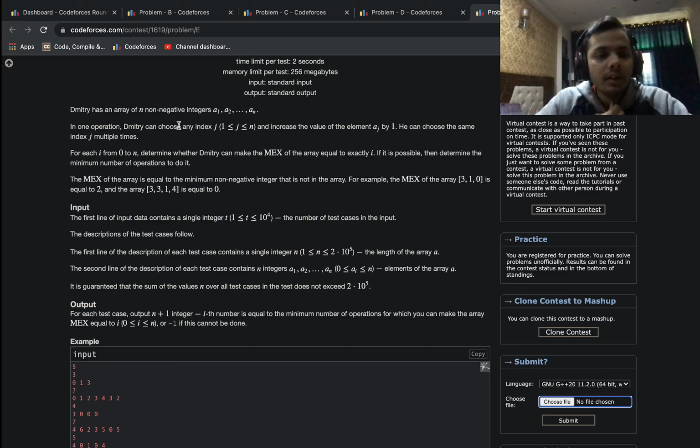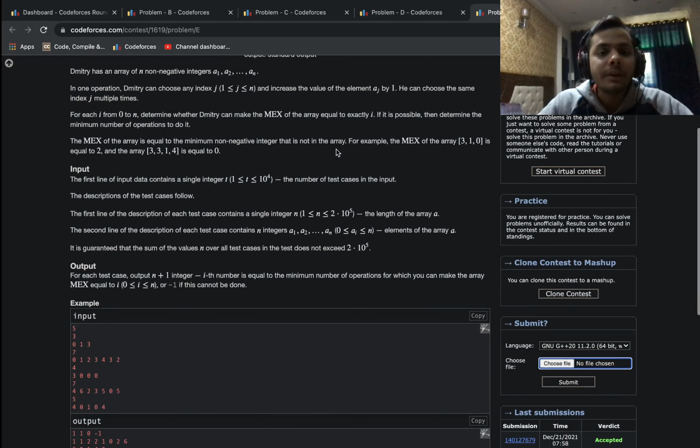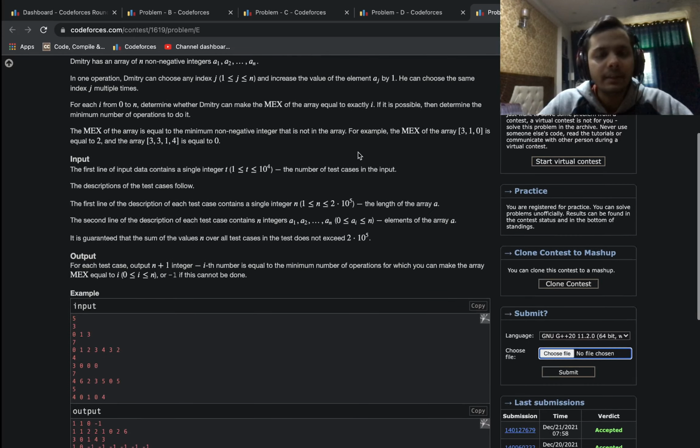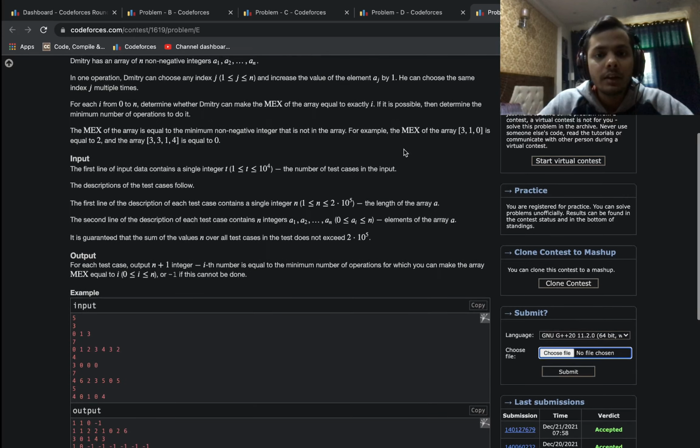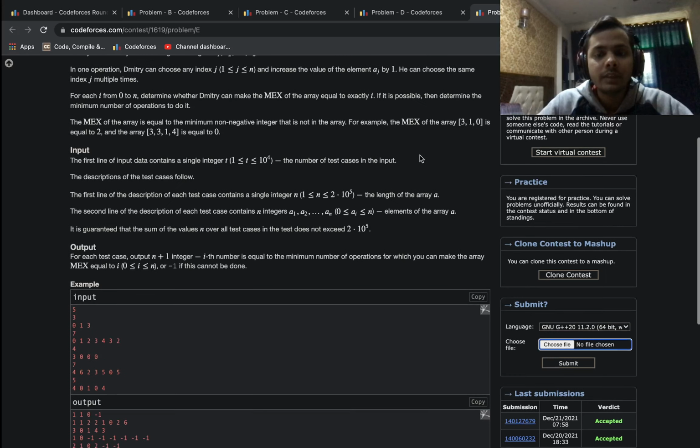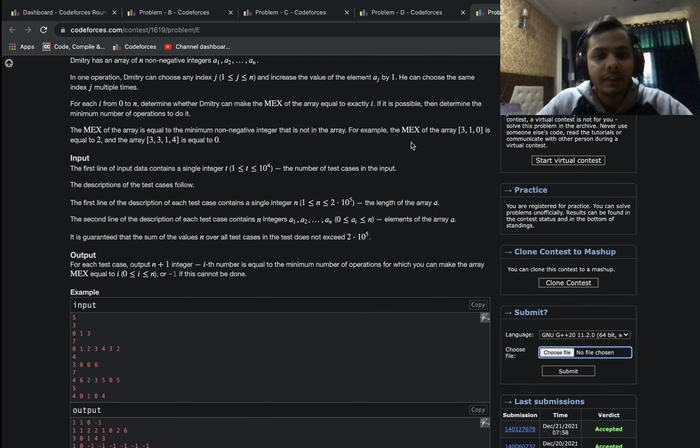That's okay. So for each I from 0 to n, we need to determine whether Dimitri can make the max of the array equal to exactly I. If it is possible, then we also have to determine the minimum number of operations to do it. And the max of an array is equal to the minimum non-negative integer that is not in the array. Right? So that's it. This is the max of an array.